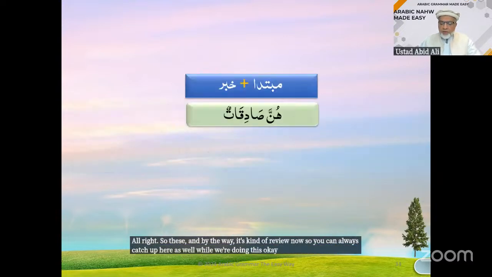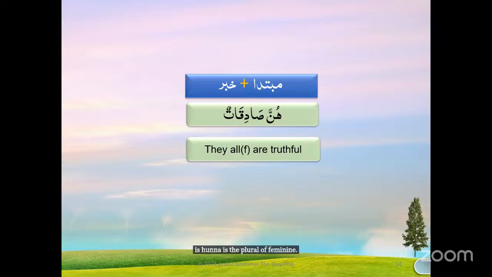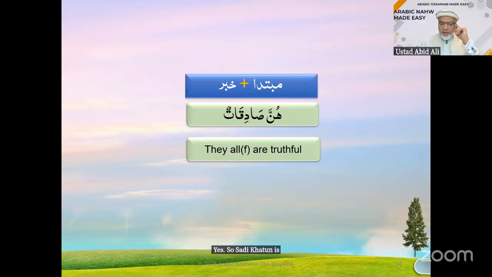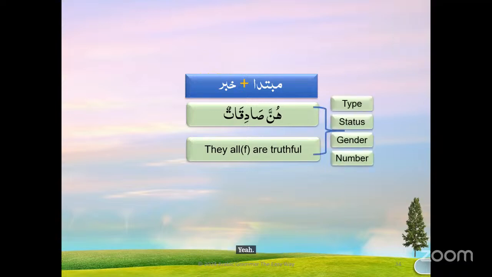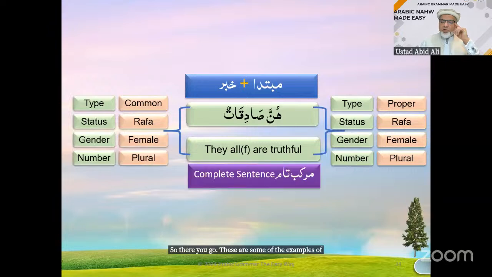Okay. So again, hunna sadikatun. Is hunna the plural of feminine? Yes. So sadikatun is plural for feminine? Yes. So there you go. These are some of the examples of the sentences you're making with the detached pronouns.